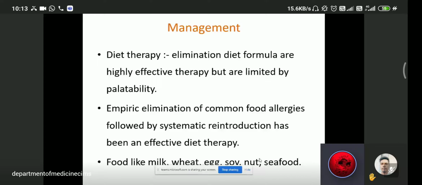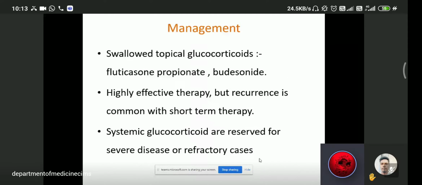Next, if diet therapy does not respond, then swallowed topical glucocorticoids, particularly fluticasone propionate and budesonide. These are highly effective therapy, but recurrence is common with short-term therapy. In case of refractory or severe disease, systemic glucocorticoids are also reserved. So glucocorticoids are the major treatment if diet therapy does not work.